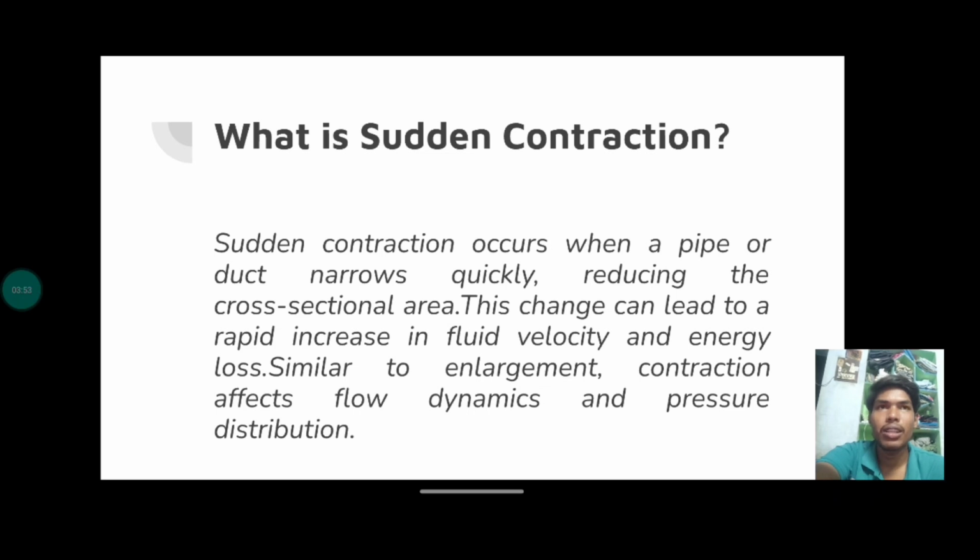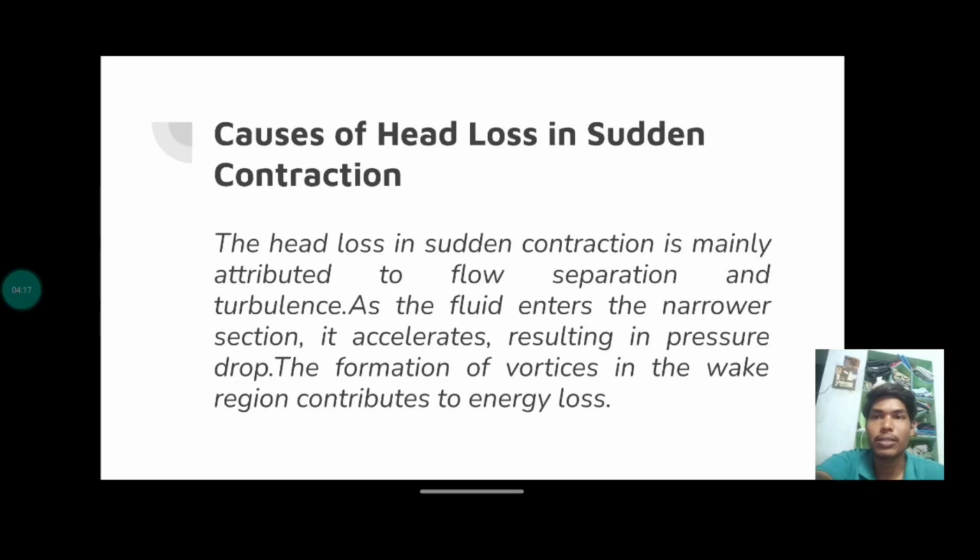It means where the shape of the pipe is decreasing or changing in diameter from one form to a decreasing form. It may lead to rapid increase of velocity of fluid and also fluid losses or energy losses. In this, sudden enlargement and contraction affect fluid dynamics and pressure distribution.